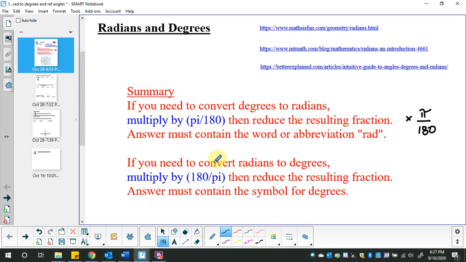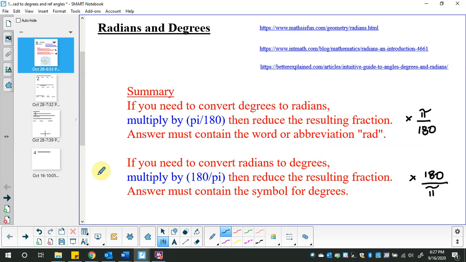If you need to convert from radians to degrees, then your conversion factor is the reciprocal, the upside down. So you multiply by 180 over pi, or 180 divided by pi. You should know that something is radians because there's a pi in it, and because the word radians falls after it, and you should know that it is a degree measurement when it has the little degree sign.